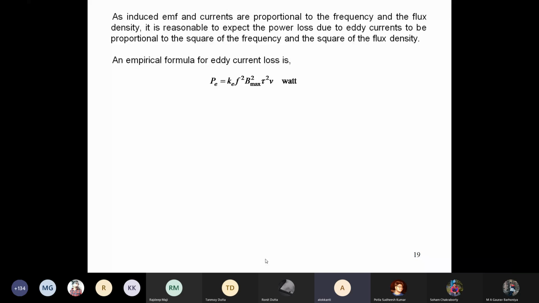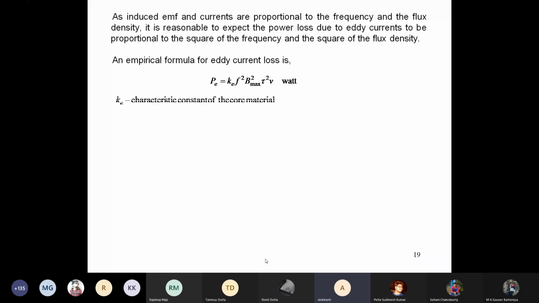So this is the empirical formula of eddy current loss, which can be derived. Okay, so that derivation, the reference I will give. But in case of the hysteresis loss, it was an empirical formula given by Steinmetz. So that is known as the Steinmetz formula. But this formula can be exactly derived, but we will omit it in this class.